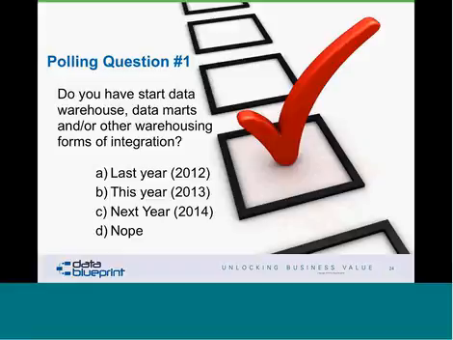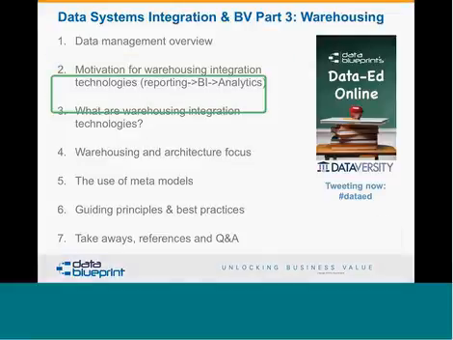All right, and it looks like A had 26%, B had 11%, C was 8%, and D was 17%. Interesting. Okay, so we've got some folks that haven't tried it, but a lot of you are working into this area. Thanks for your participation on that. We'll move on to the next portion of the presentation here.